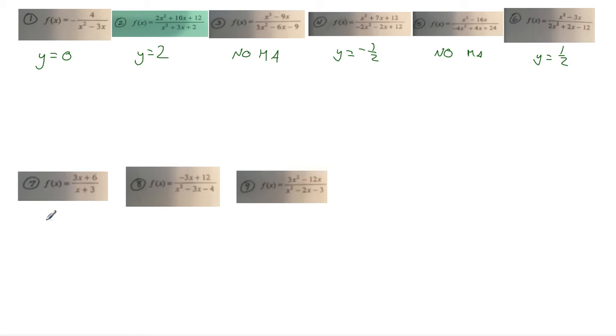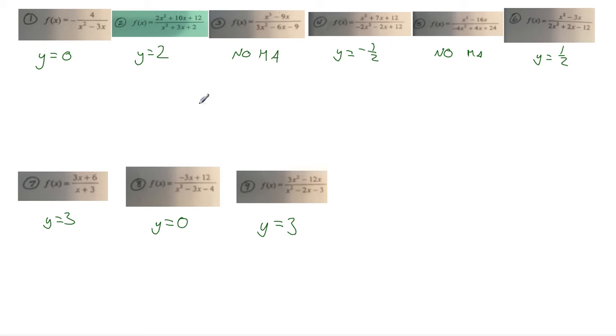Number 7, they're equal, so y equals 3. Number 8, the degree is greater in the denominator, so y equals 0. And here they're equal, so y equals 3 again. We can see some of them are repeated: y equals 3, y equals 3, and y equals 0, y equals 0.